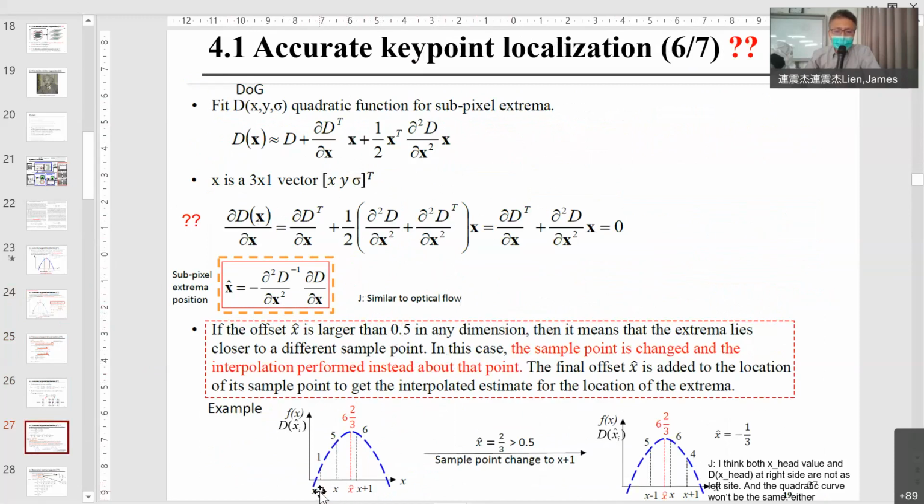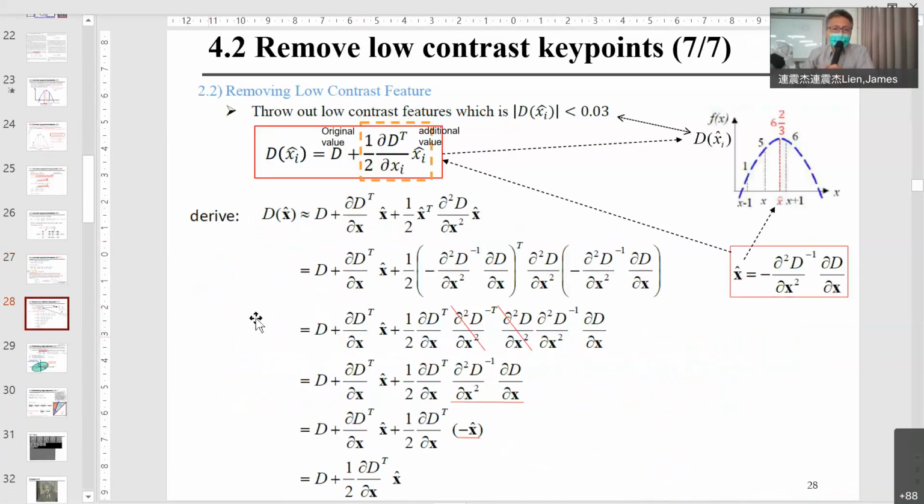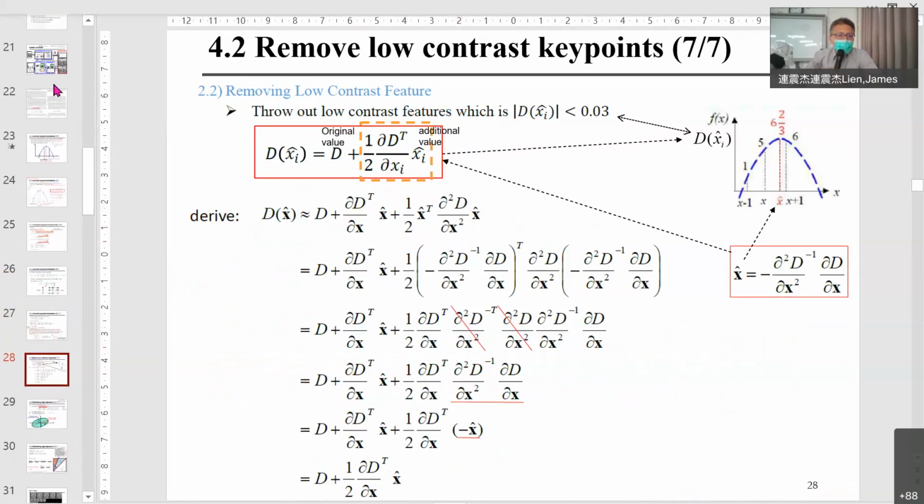The second experience I want to tell you today is this: if the value is more than half, you should select the other three points. Originally it is these three points, but if the offset is more than half, the experience is you should select the next two pixels. That's the experience I'm giving you, so look at it yourself.